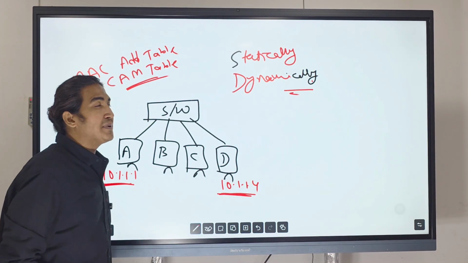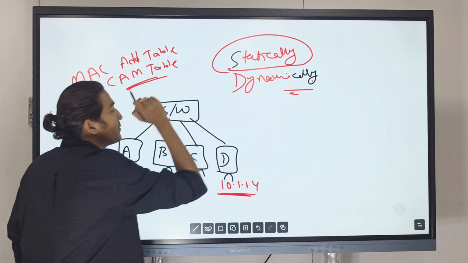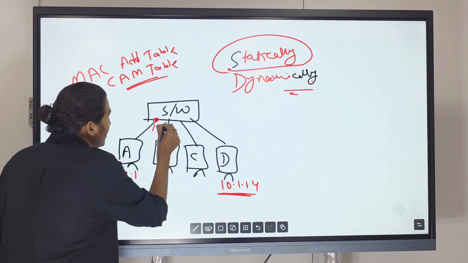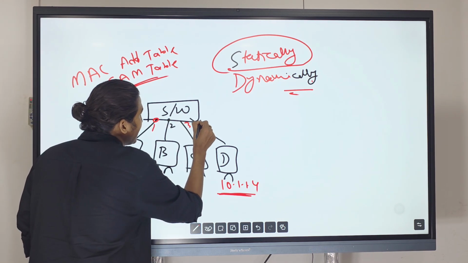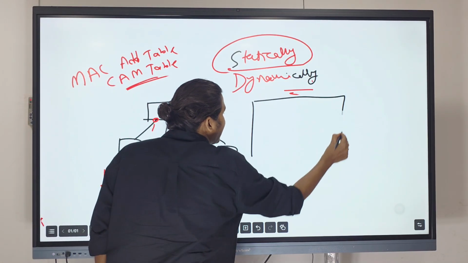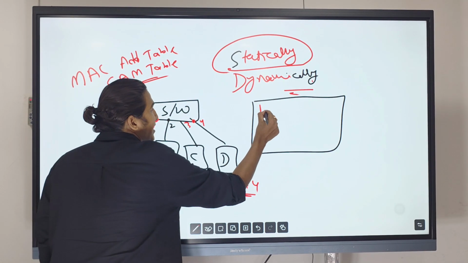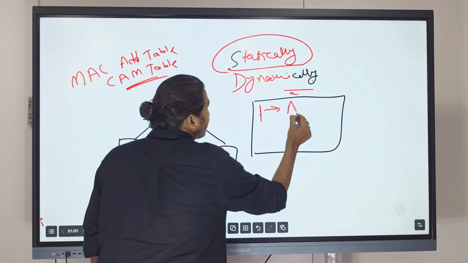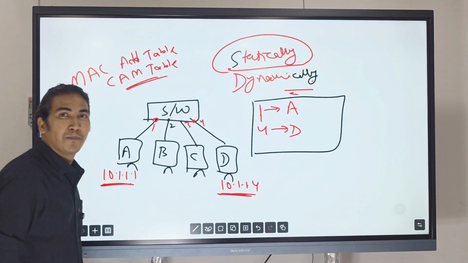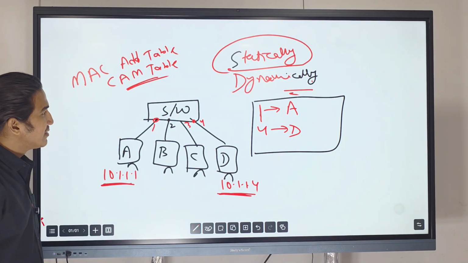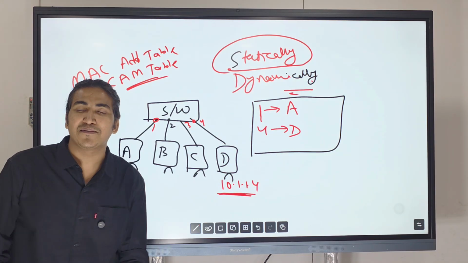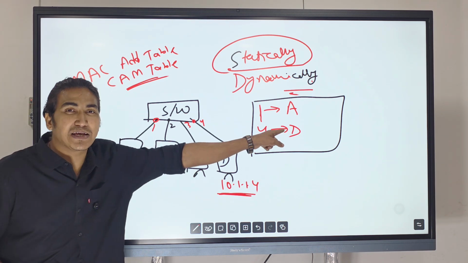Statically means you are going to tell the switch that your interfaces, let's say port number 1, port number 2, port number 3 and port number 4. I am going to make an entry in its MAC address table that on your port 1 a device is connected whose MAC address is A, and on your port number 4 a device is connected whose MAC address is D. Statically we can make this entry.